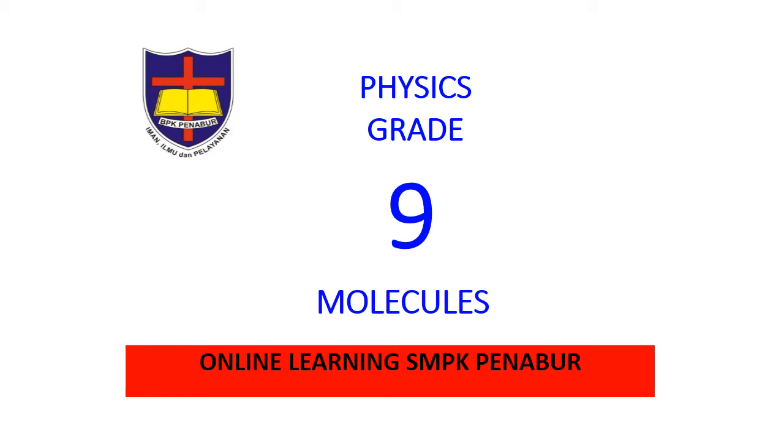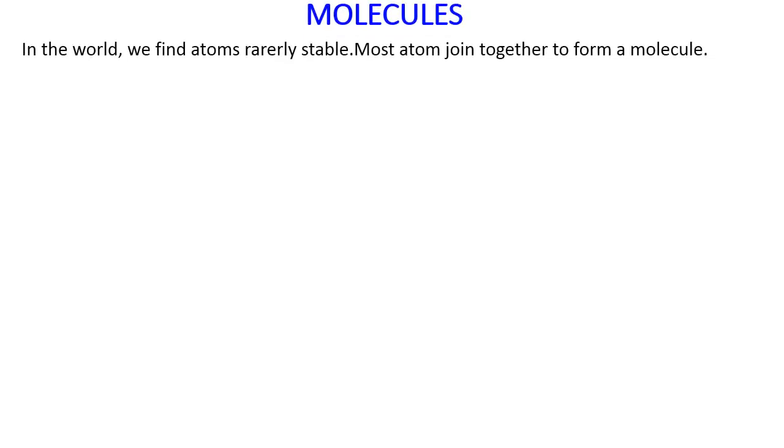At the previous meeting, we have already learned about ionic bonding and covalent bonding. Now we will learn the new part about molecules. In our world, we find atoms rarely stable or in an independent state. Most atoms join together to form a molecule.